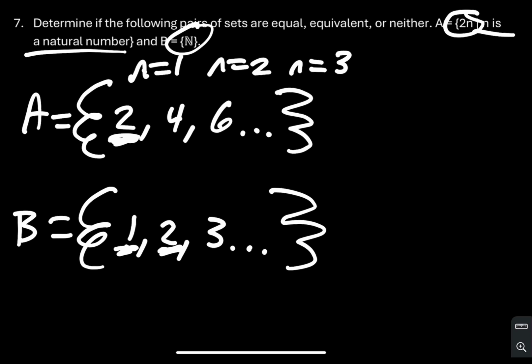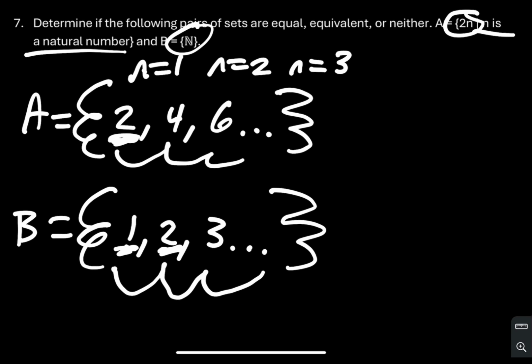Do they have the same cardinal value? Yes, they go on forever, but if you notice, A is going to be counting by 2, so it's going to essentially miss some of those odd numbers. But for set B, it's not skipping any whole numbers. It's going to be odd or even numbers.